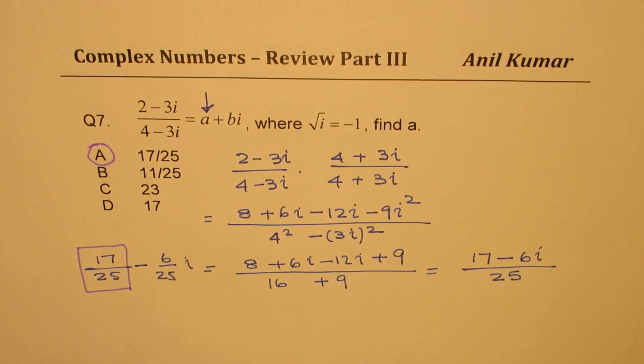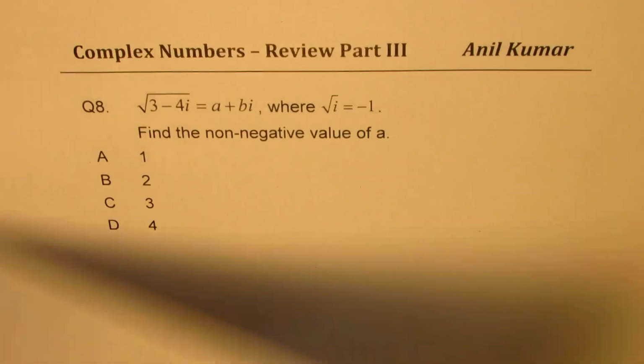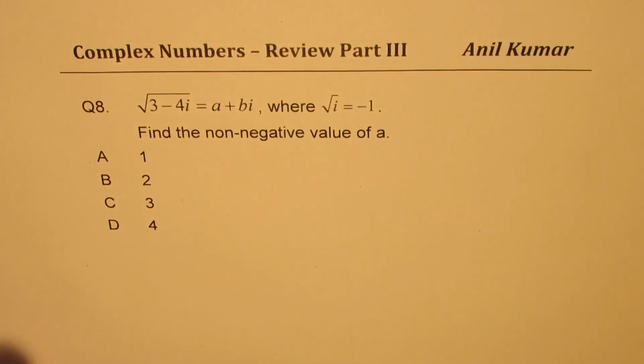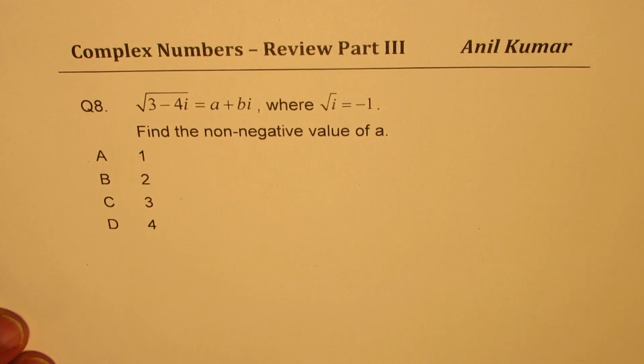So I hope that is absolutely clear. Let's move on and take the last question now, which is question number 8. If the square root of 3 minus 4i equals a plus bi, where the square root of minus 1 equals i, find the non-negative value of a.